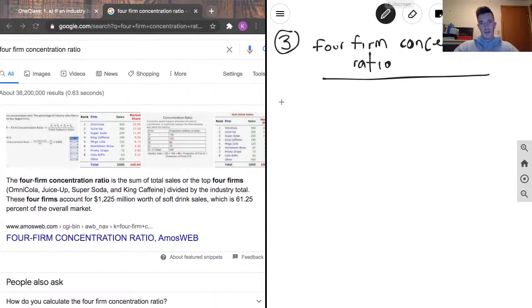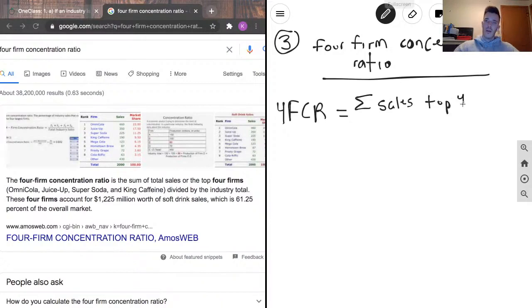So we can write total 4-firm concentration ratio. It's going to equal the sum of sales of top 4 firms, and it's going to be divided by the sum of all sales. The large sigma I'm using denotes sum of, or summing across.